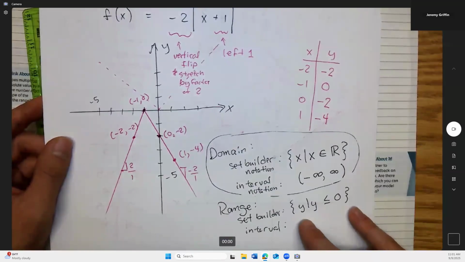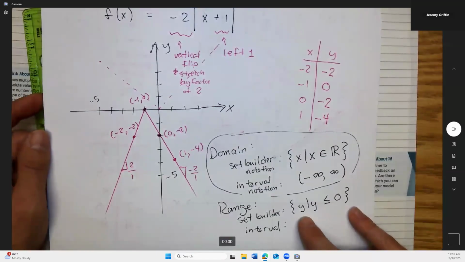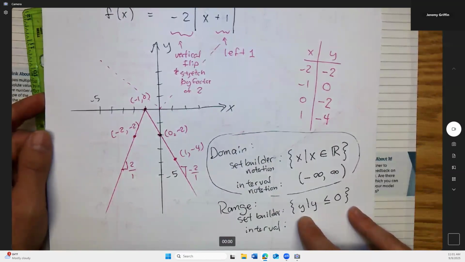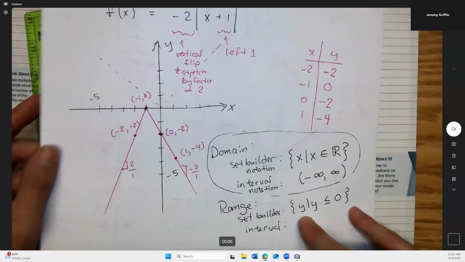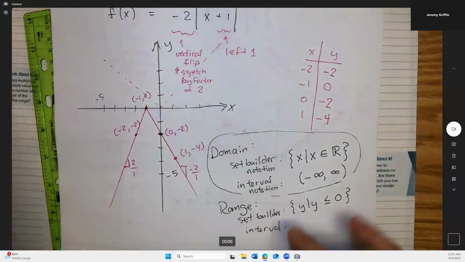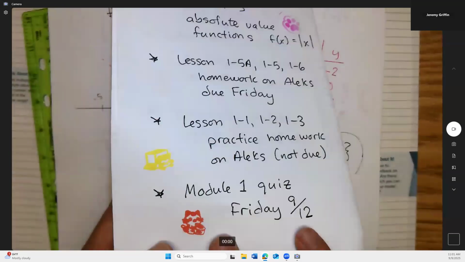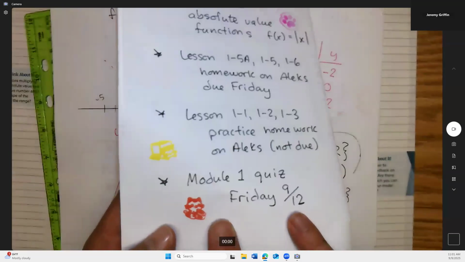Will you guys be able to do that on the quiz on Friday? Oh, I think so, yeah. Surprise! Failing. You guys got any plans for quiz Friday? It's going to be on all of module 1.